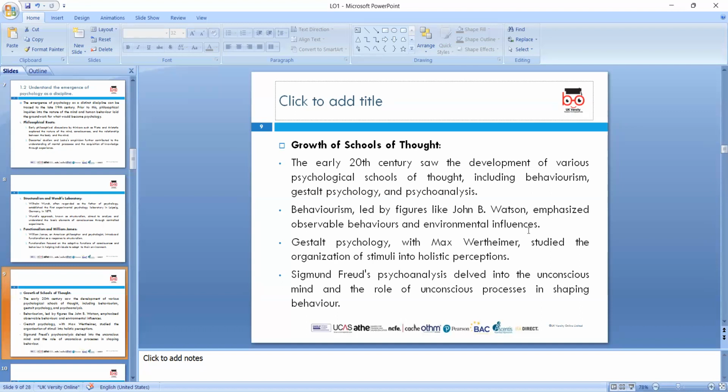Gestalt psychology with Max Wertheimer studied the organization of stimuli into holistic perception. The whole is greater than its parts. And behaviorism, led by figures like John B. Watson, Skinner, Piaget, like I told you, emphasized observable behaviors and environmental influences. So C equals E, that is cause equals effect. S equals R, that is stimulus equals response. No response without a stimulus is behaviorism.